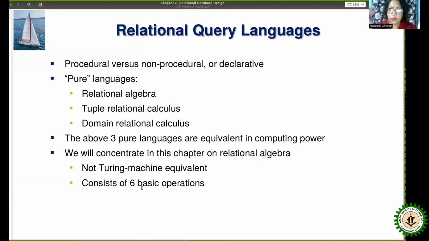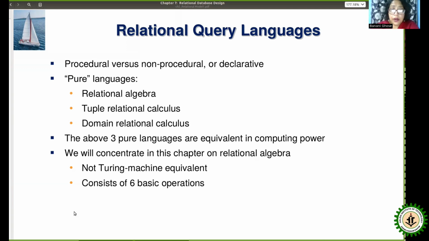But in case of procedural query language, what data are to be retrieved is clearly mentioned, and the procedure to get that data is also clearly mentioned. So that's why it is called procedural query language. And in case of non-procedural or declarative query language, the data which is to be fetched, which is to be retrieved is clearly mentioned because it is the objective. But the procedure to get that particular data is not mentioned. So it is called non-procedural. By the name, it is quite clear right now.